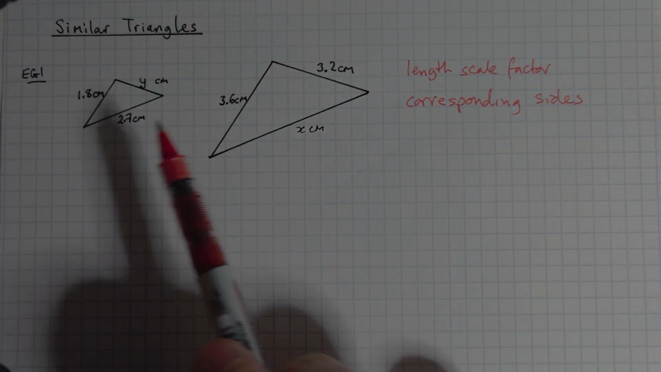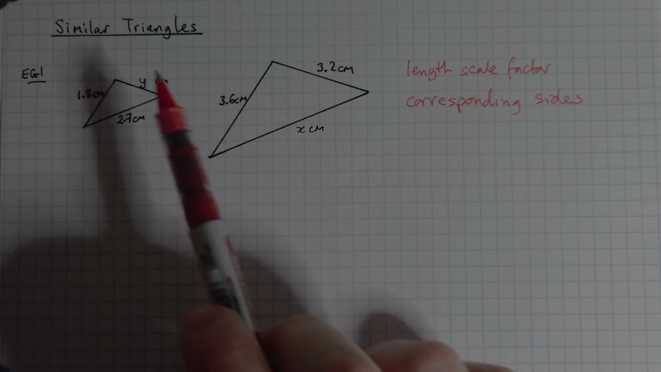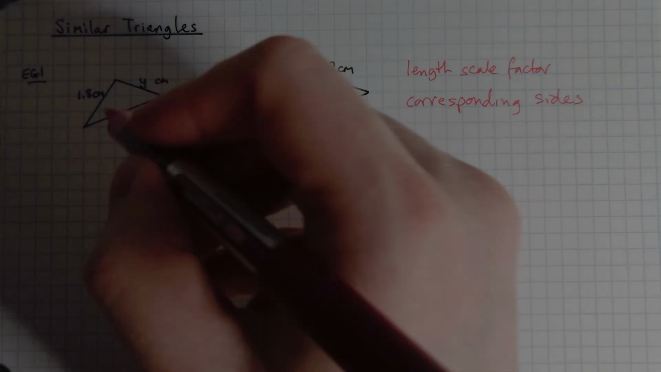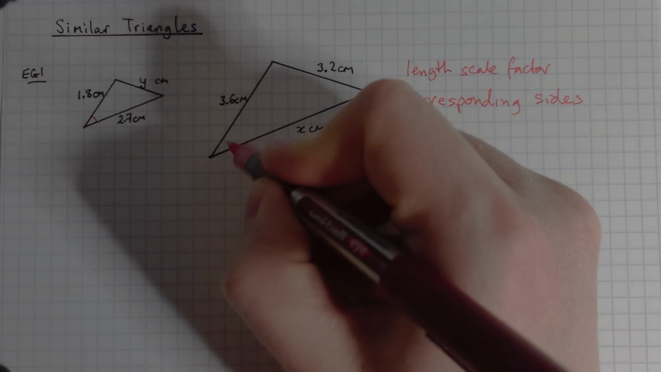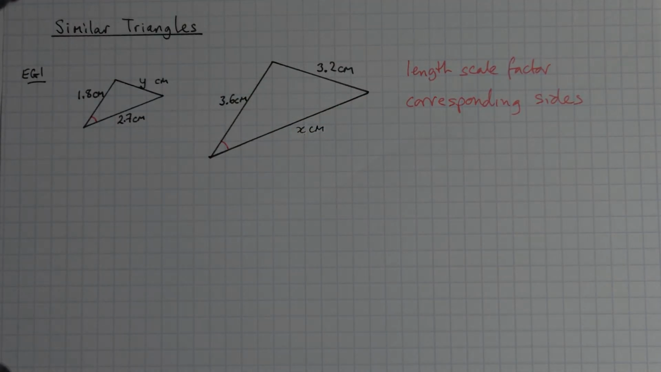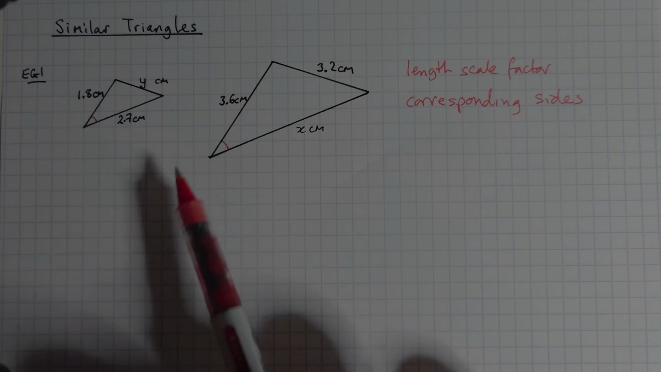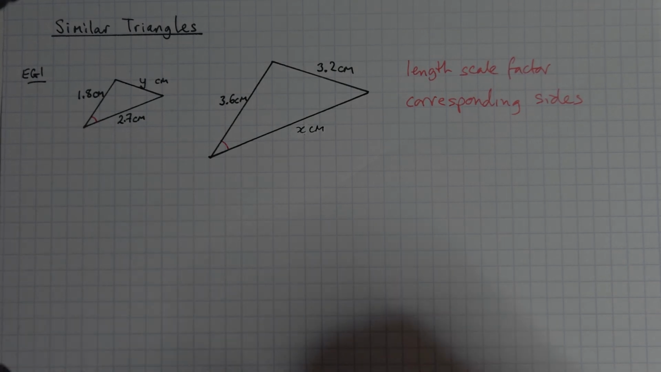The 2.7 will match up to this one that's currently called x, and the y will match up to the 3.2. If it's not completely clear, you'll sometimes be given markings like this. They might say that these two angles are the same. We don't know what they are. Maybe they're 30 degrees, maybe they're 24 degrees. Don't know what the angle is, but we're just being told that they are the same size, whatever they may be.